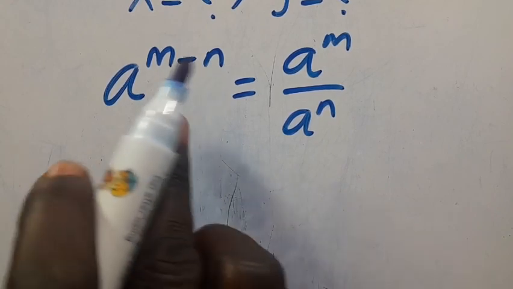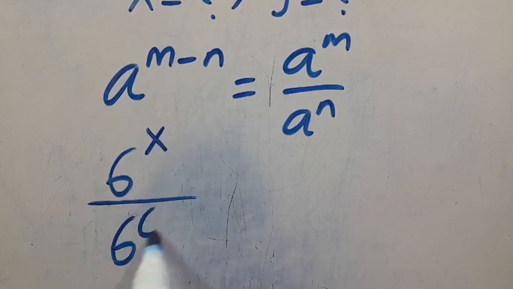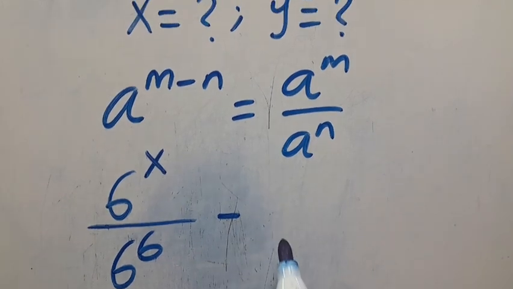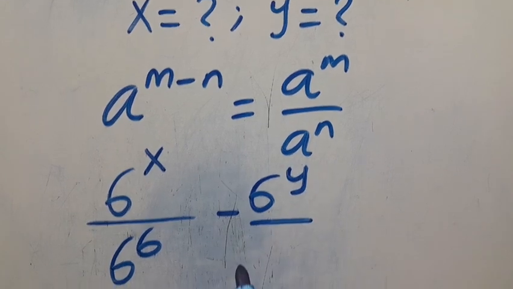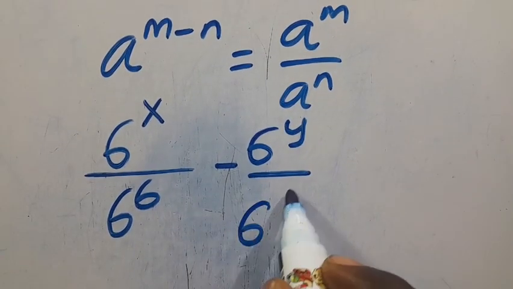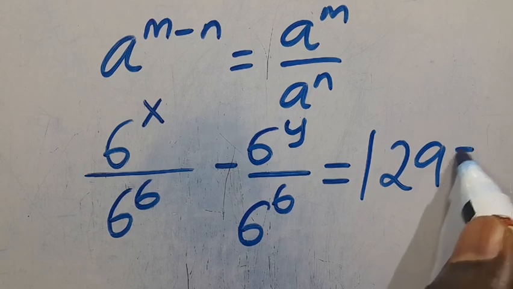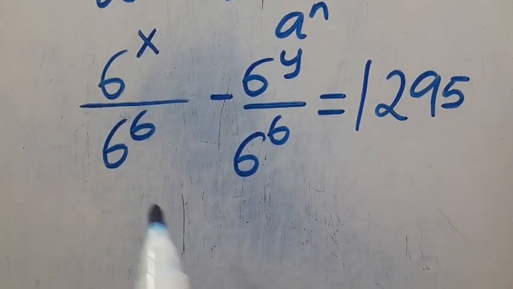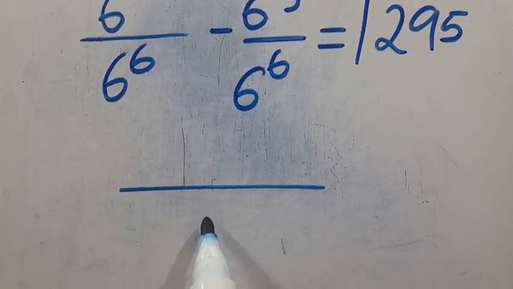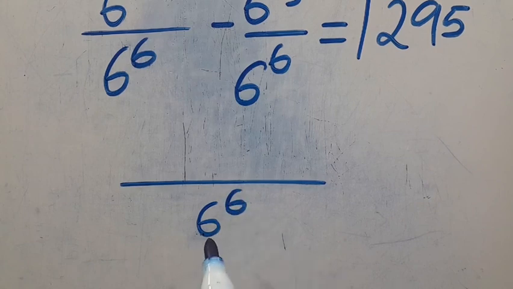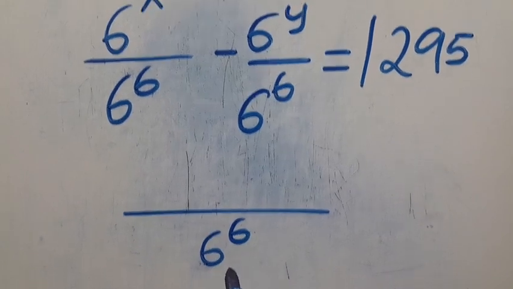we are going to have 6 to the power of x divided by 6 to the power of 6 minus 6 to the power of y divided by 6 to the power of 6 equals 1295. So we have this in common. We can have it here as 6 to the power of 6. 6 to the power of 6 divided by 6 to the power of 6, we have 1.